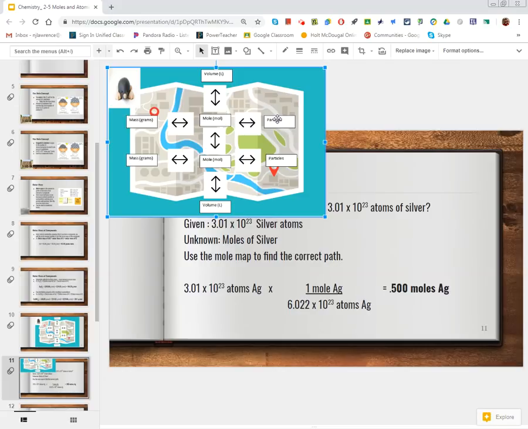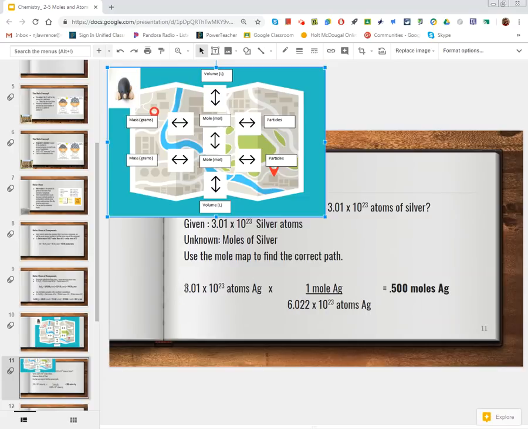You see where it says particles? This particles idea just represents the idea that it could be in atoms, it could be molecules, it could be formula units, it could be elephants, it could be donuts. This particle idea is just something small. And that conversion here between particle and mole is 6.022 times 10 to the 23 atoms of silver. And we'll talk more about that in class. But the idea here is I want to start here on atoms, and I'm just going to convert it to moles.